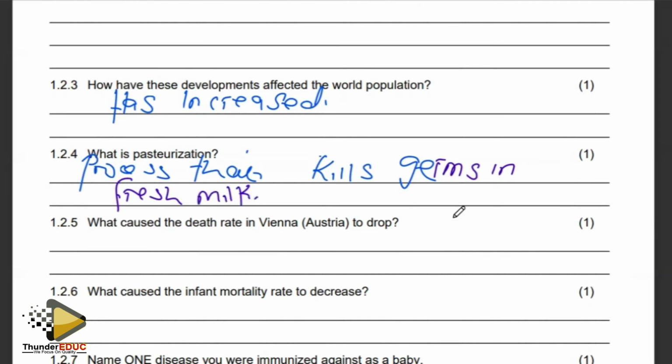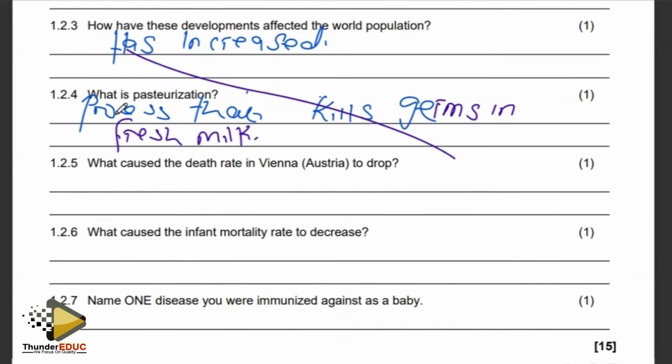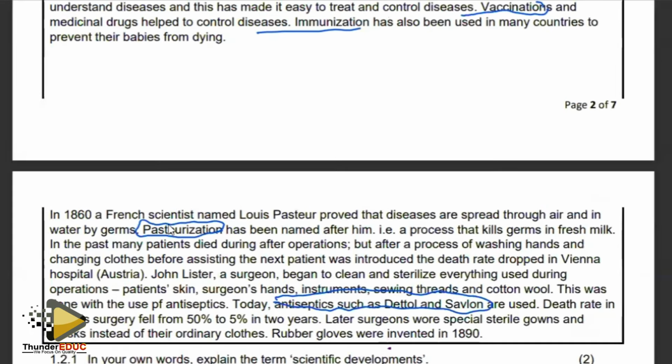What caused the death rate in Vienna to drop? When the process of washing hands and changing clothes was introduced before assisting a new patient, yes. So, let's look for the answer there and highlight it. All right, it's here. When the process of washing hands and changing clothes before assisting the patient was introduced, deaths dropped in Vienna Hospital. So this is the answer for 1.2.5.